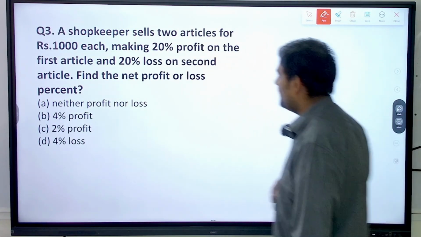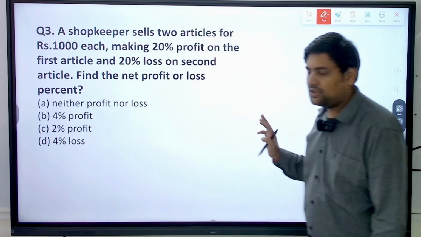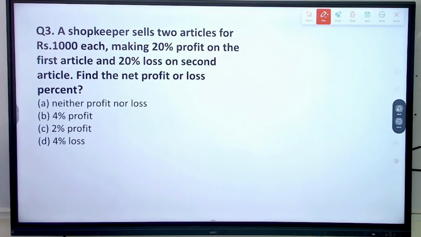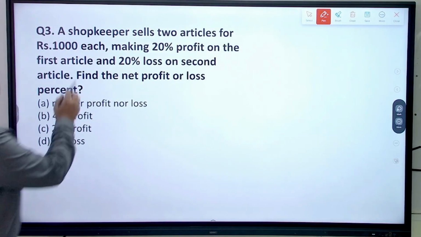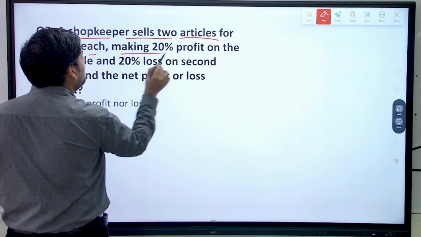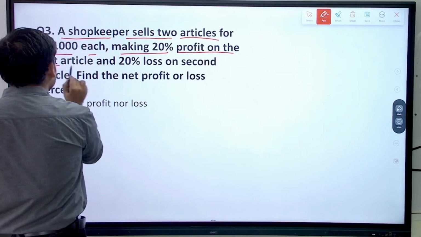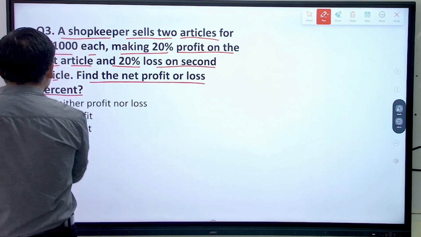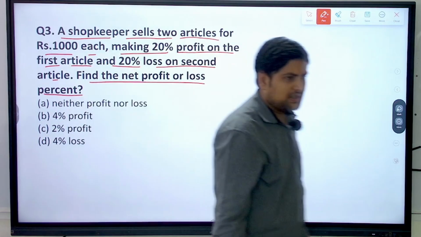Okay, let's get started. You can pause and try this question. Okay, then what does the question say? The question says a shopkeeper sells two articles for rupees 1000 each, making 20% profit on the first article and 20% loss on the second article. Find the net profit or loss percent. Simple.